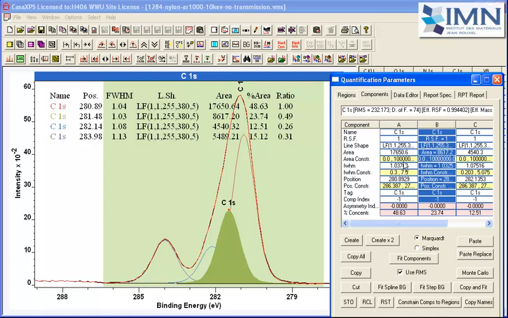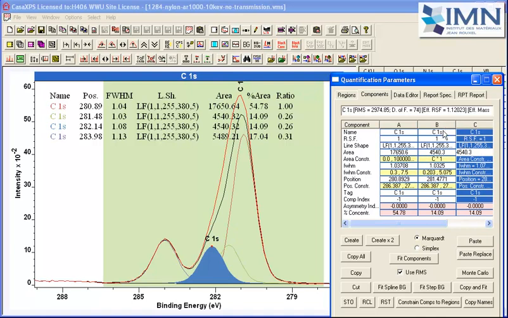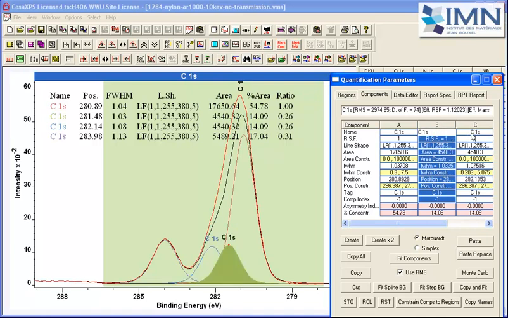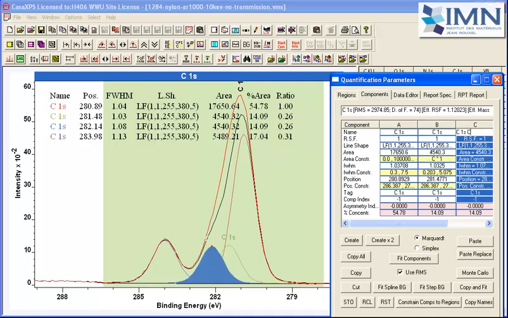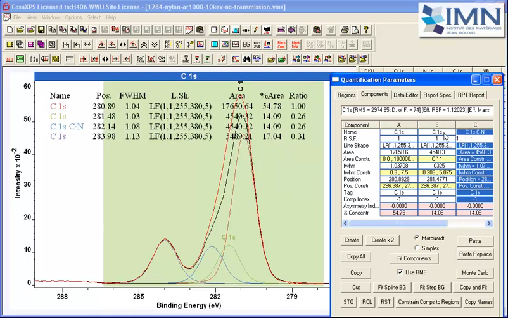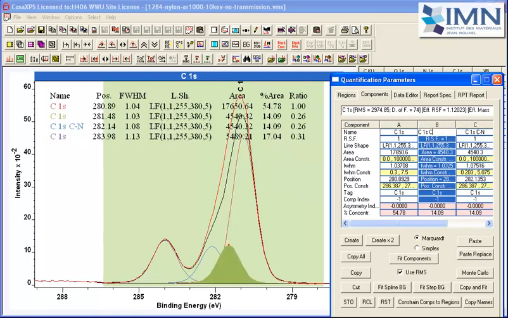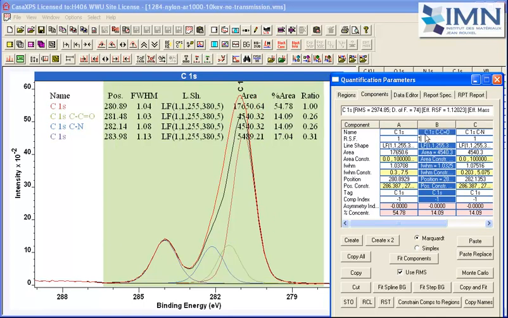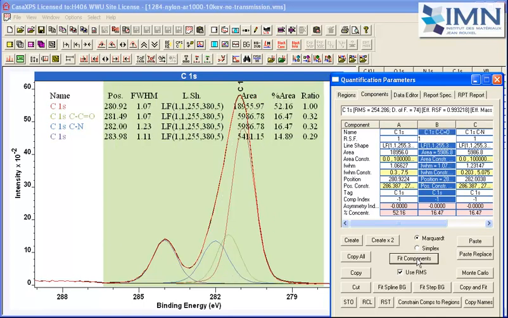So first of all, what we'll do is we will say that column B will be C times 1. So that's here. That one, we'll call CN. And this one is going to be CC double bond O. And now we say fit. Well, now we end up with something that's a little closer.